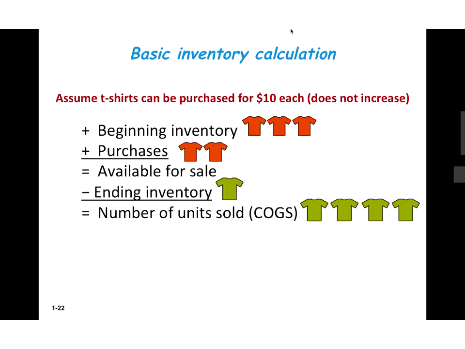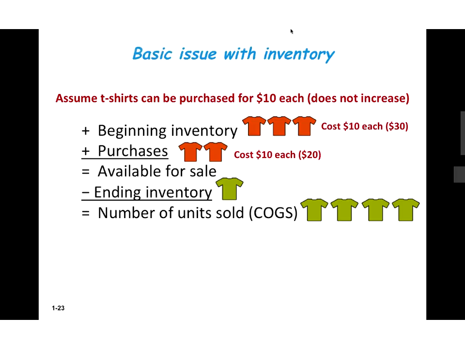So the company has beginning inventory, 3 t-shirts, same example we've been using. Now we're putting dollars on it. So they cost $10 each. So the beginning inventory is $30, right? So we have 3 units at $10 each. The purchases, we purchased 2 more for $10 each, so $20. So my total available for sale in terms of dollars is $50, right? And then our ending inventory, we have $10 in ending inventory because we have 1 t-shirt.